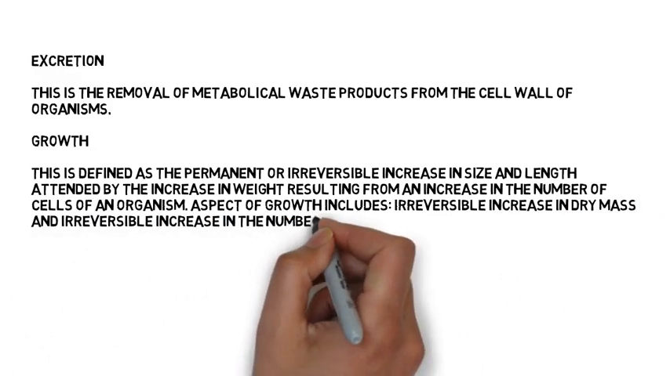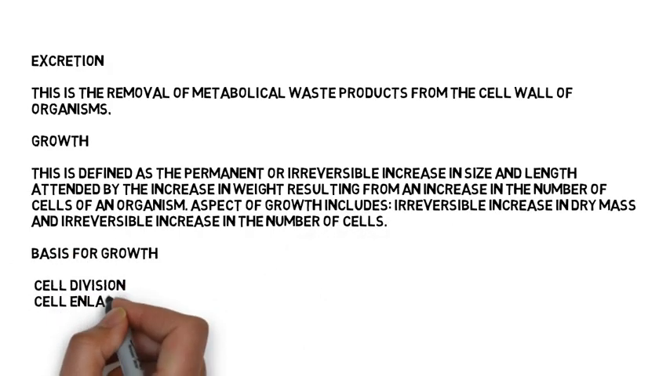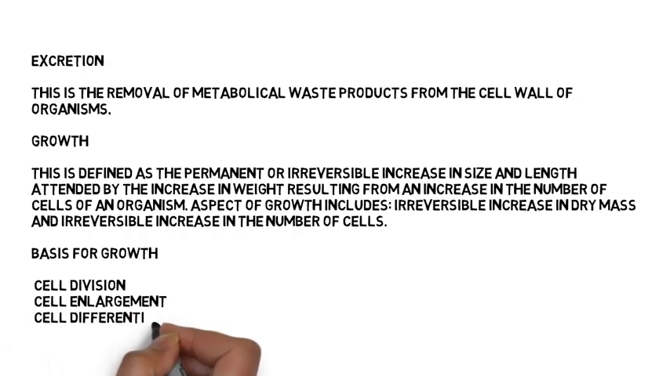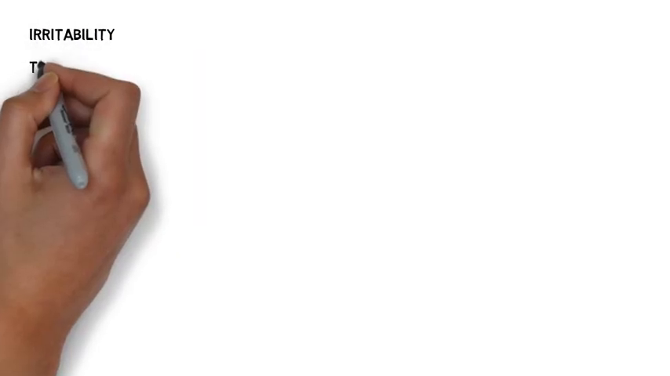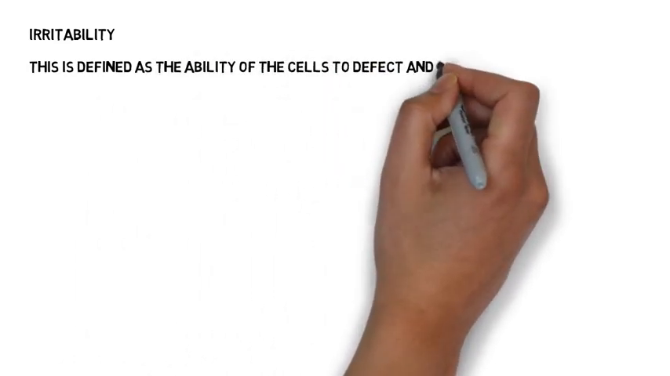Basis for growth: 1. Cell division. 2. Cell enlargement. And 3. Cell differentiation. 5. Irritability. This is defined as the ability of the cells to detect and respond to external stimuli.